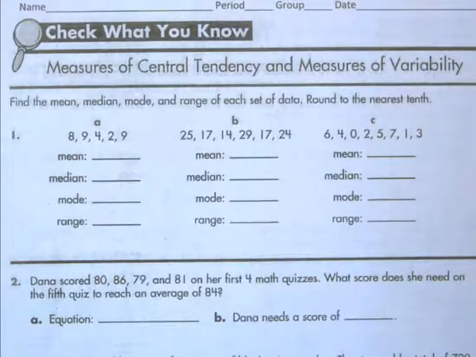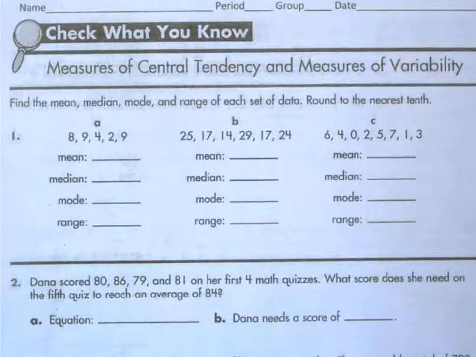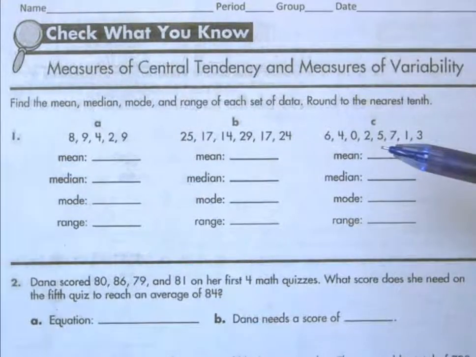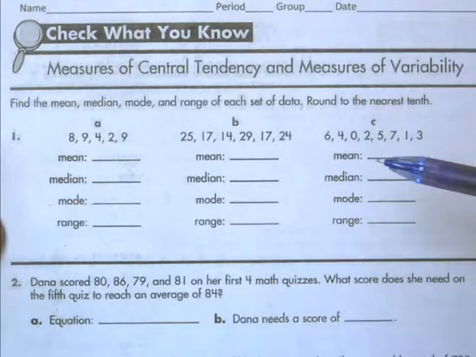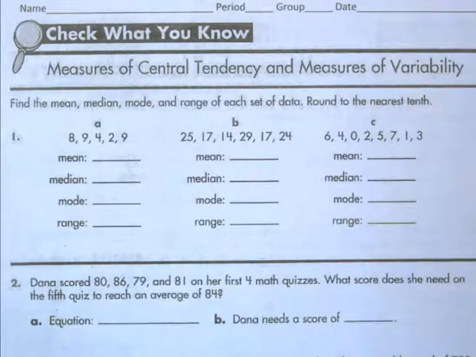So today we're going to talk about measures of central tendency and measures of variability. That's just a fancy way of saying we're talking about mean, median, mode, and range. Of course we took notes on this, so mean was simply the average, where we add up all of our numbers and we divide by the number of numbers. Our median is our middle data value. Our mode is our most occurring, and our range is our largest minus our smallest.